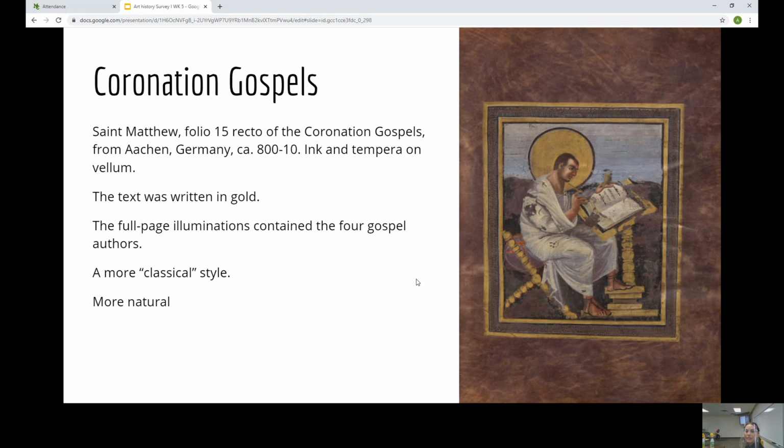So we see a much more natural looking figure. He actually has shading on him to show features, which the last illuminated manuscript that we talked about did not do. This one always reminds me of the Pompeii style too, because he looks small on that paper, but that might just be me. I don't know. What do you guys think?